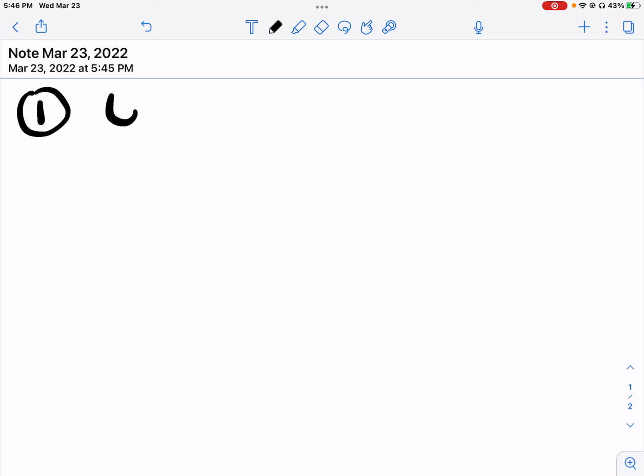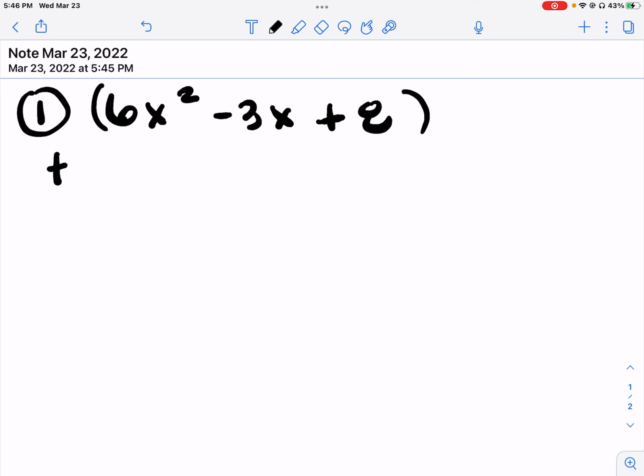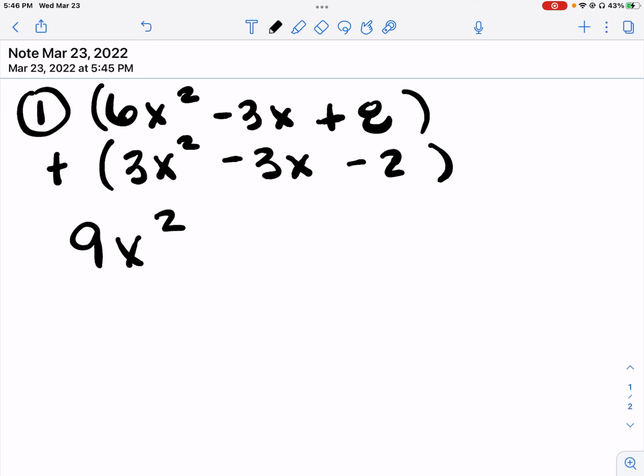Number 1, 6x squared minus 3x plus 8 plus 3x squared minus 3x minus 2. Add like terms. 6x squared plus 3x squared is 9x squared. Minus 3x minus 3x, the signs are the same, so add and keep the minus. 8 minus 2 is 6.